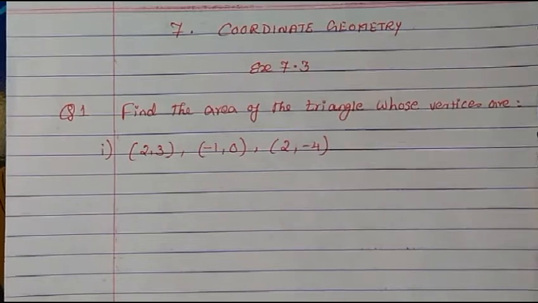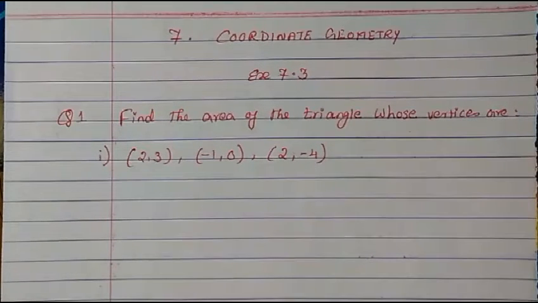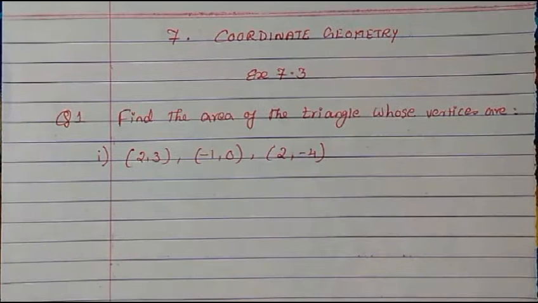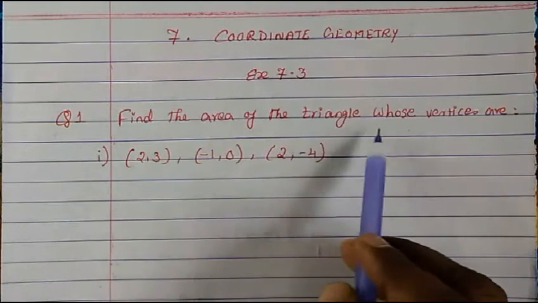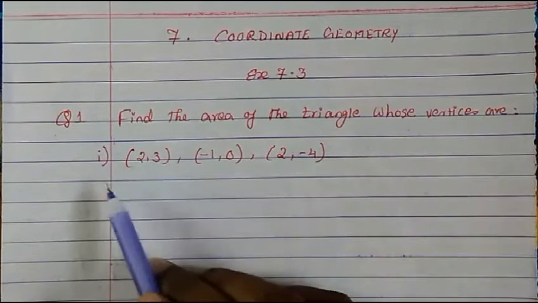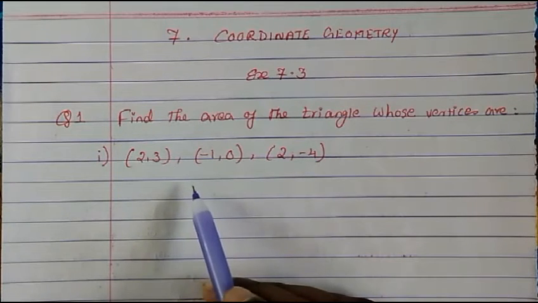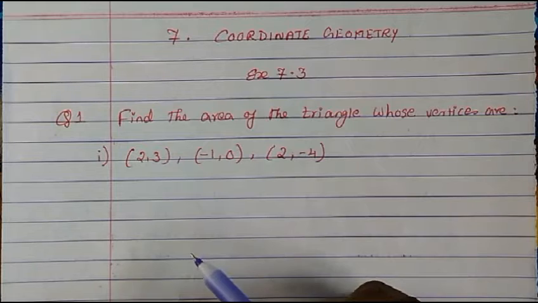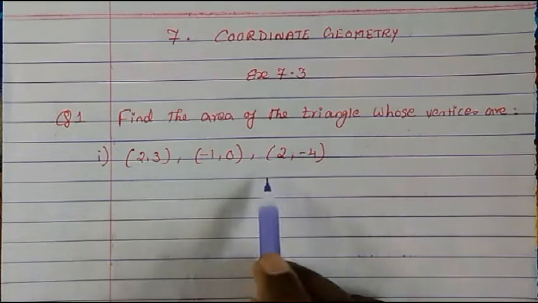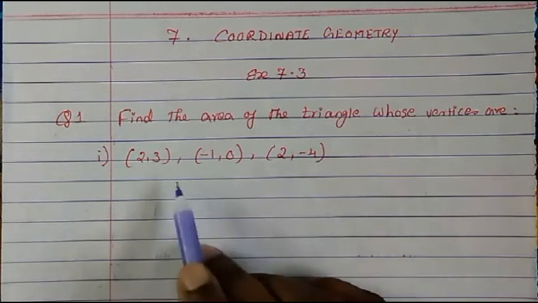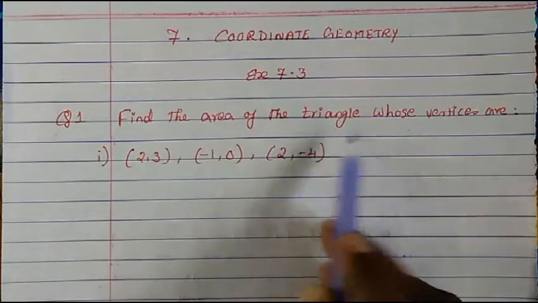Today we are going to study from class 10, chapter 7, coordinate geometry, exercise 7.3, question 1. Find the area of the triangle whose vertices are given. The first part we will see here, the second part we'll see in the next video. We have to find the area of the triangle.